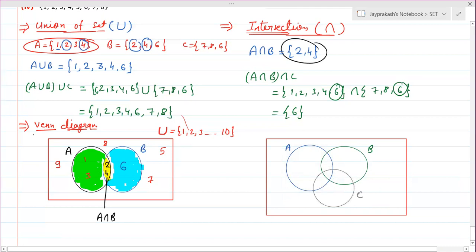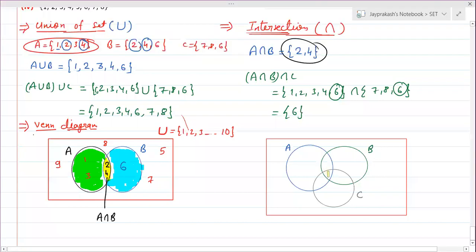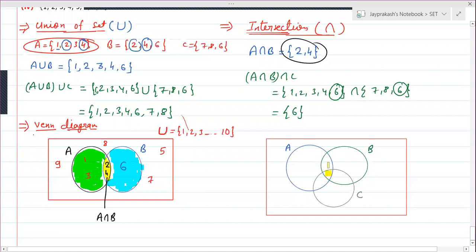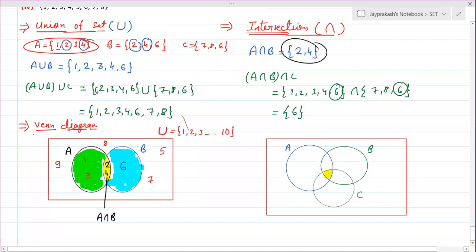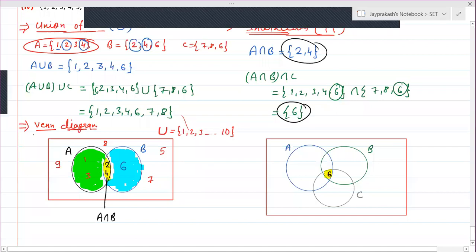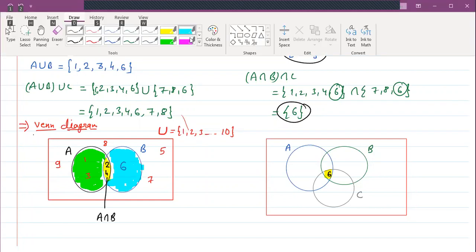Okay, now see here. There is one area that is common between A, B and C. एक पोर्शन ऐसा है जो A में भी है, B में भी है और C में भी है. This is the area. Is it common in A, B, and C? Yes, sir. So we will write 6 inside this.